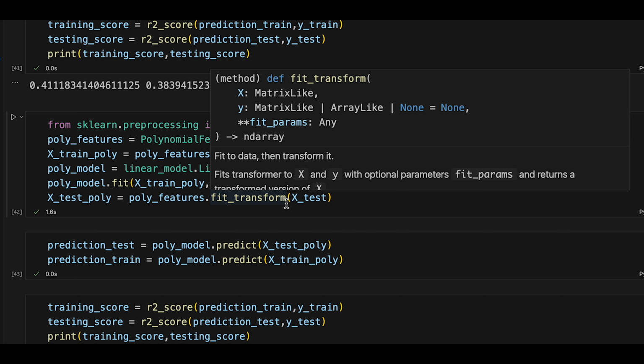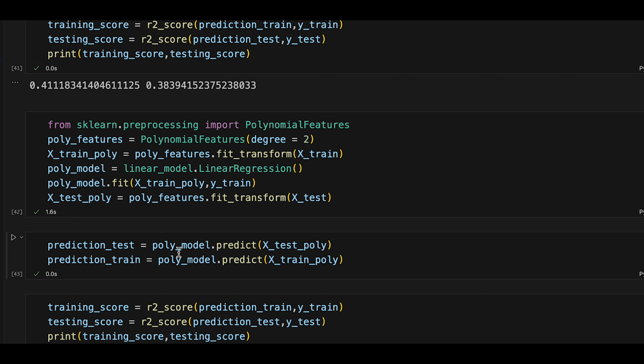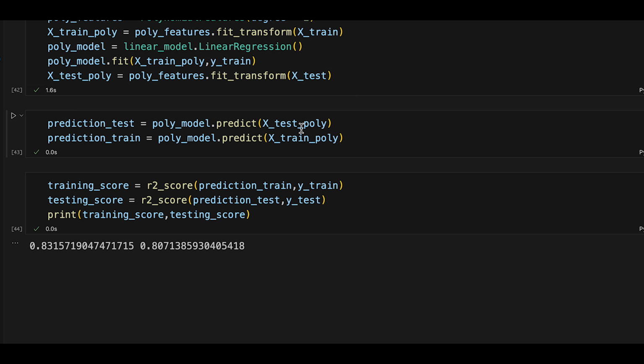Because when we have higher degree features for testing data, then only we can pass all of them to the model that we have, because the model expects those many number of features. That's why we are doing this. And then finally we are predicting on the testing and training data. Now if you observe the R2 score, for training the R2 score is 0.83, and for testing it is 0.80. So now it is better when compared to the previous model that we have, right?